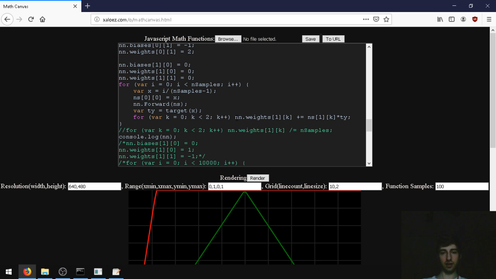Oh man. So I need to somehow get one of these weights going negative when the target's supposed to be going down. So maybe I do have to do this recursively. Maybe I will try doing it recursively.